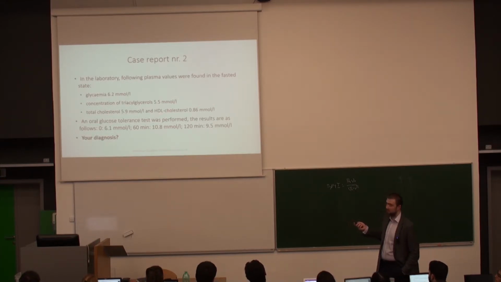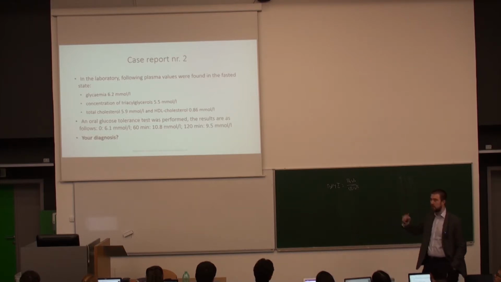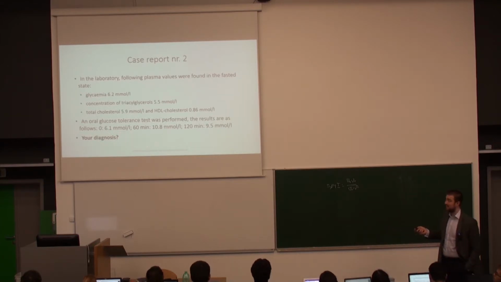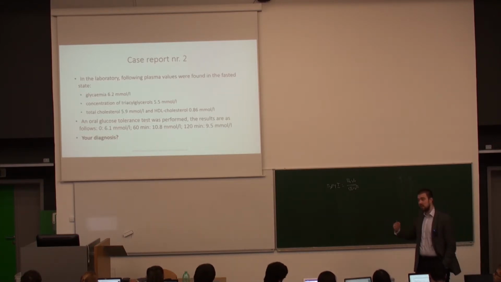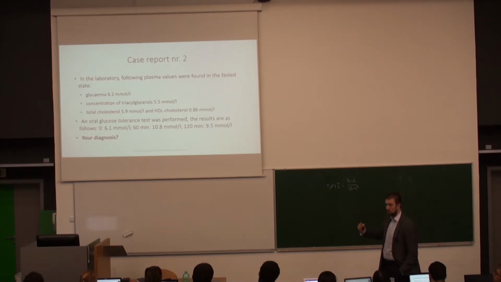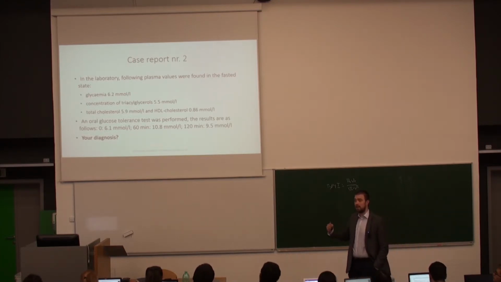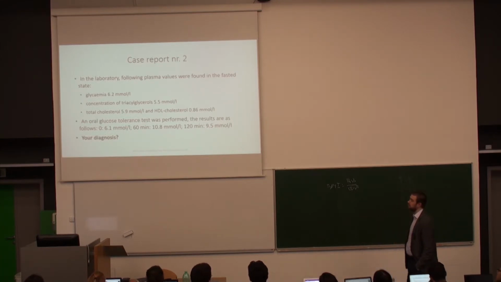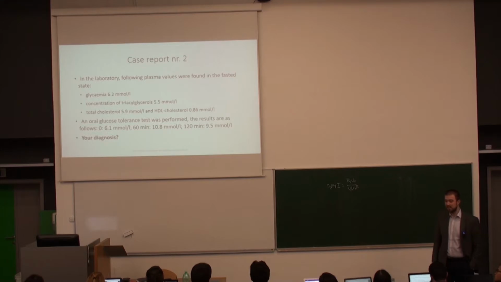You know that we want to have HDL higher than 1 for males, and higher than 1.2 for females. Then, here you have the oral glucose tolerance test. You will learn about it in the summer semester. That's the kind of test where you give a standard dose of glucose, and you see how the body is able to cope with this glucose. And I can tell you that these values are higher than they should be in normal patients. So what do you think is the diagnosis here?